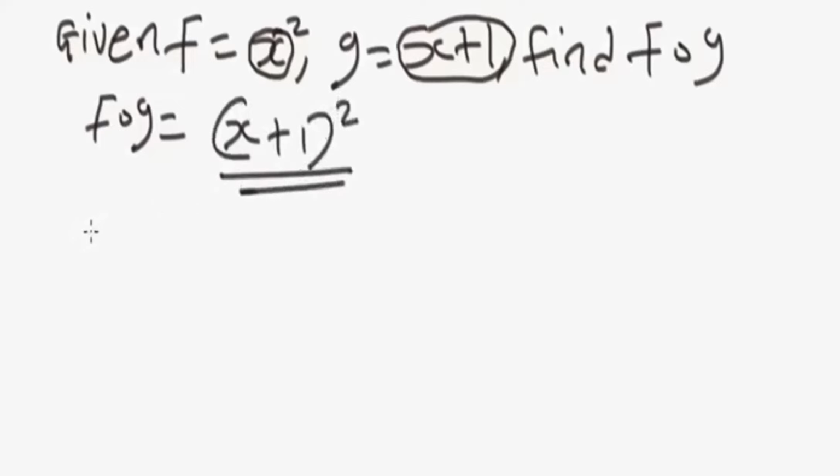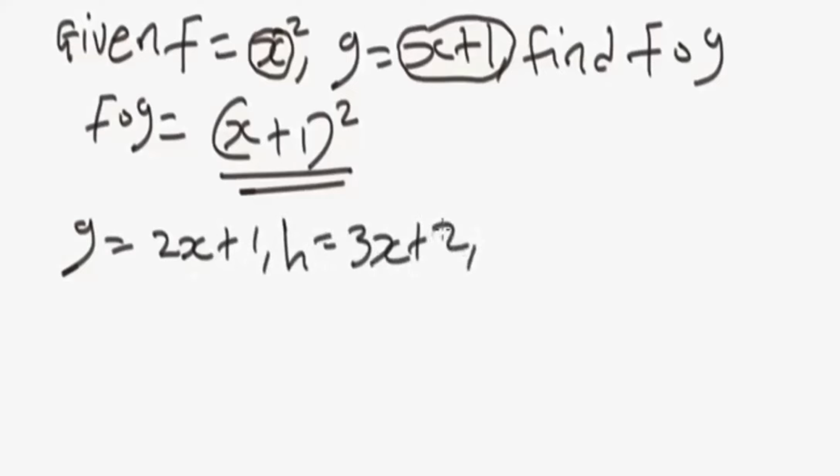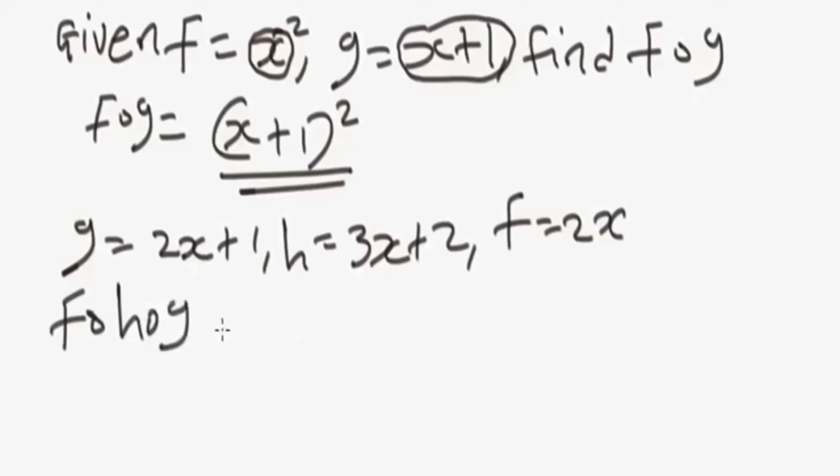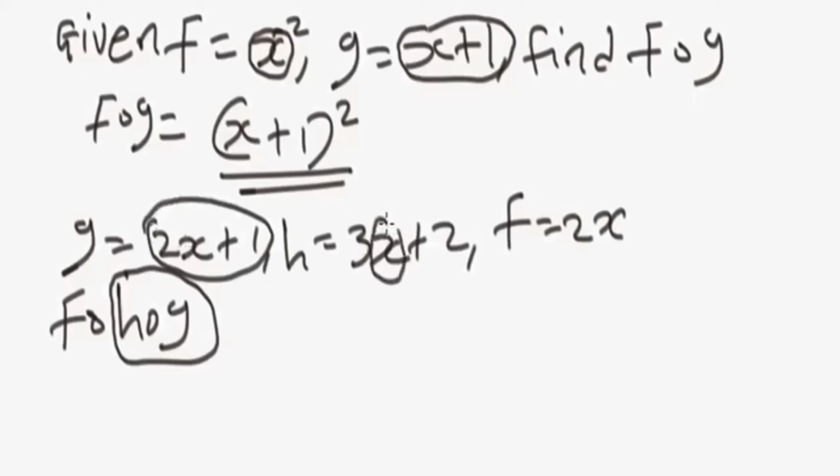Okay, so let's look at another problem. So we have g equals 2x plus 1. Okay, we have h equals 3x plus 2, and we have our f equals 2x, and we're asked to find f of h of g. Okay, so solving the problem, first of all, find h of g. To find h of g means you should take this value of g, which is 2x plus 1, and plug it in this x under h.